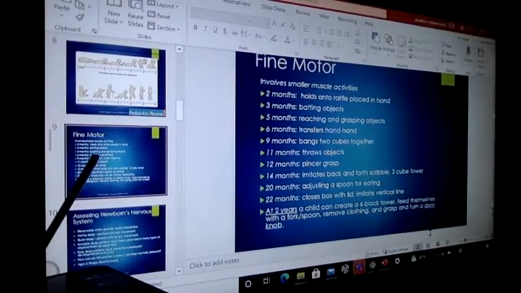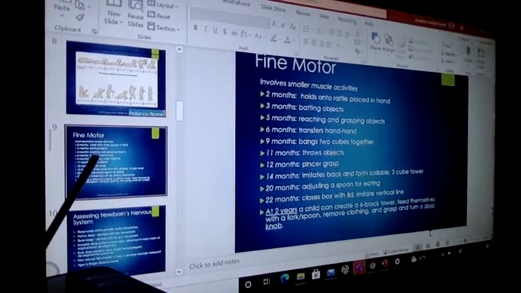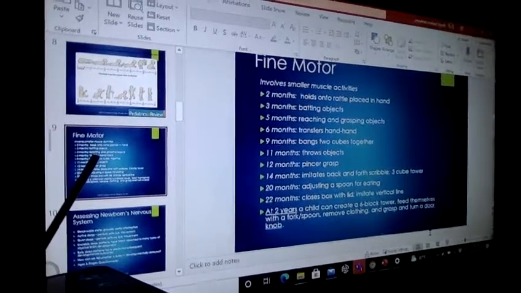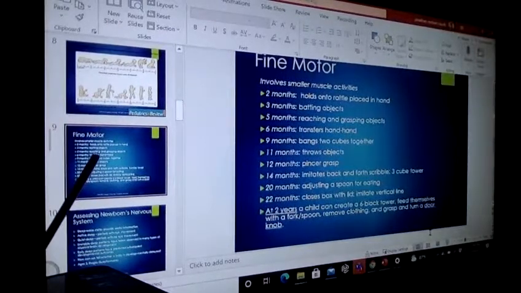Then there's your fine motor skills. It's usually smaller muscle activities, like holding a rattle placed in the hand, batting objects at 3 months. So 2 months holding the rattle, 3 months batting objects, 5 months reaching and grasping objects. At 6, they can transfer hand to hand. At 9, they can bang stuff together, start throwing stuff at 11, and then they get their pincher grasp. The pincher grasp is when they pick up little pieces of cereal or blueberries or something small.